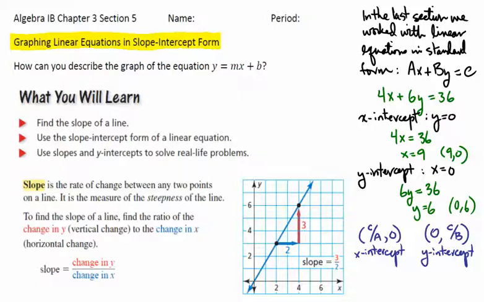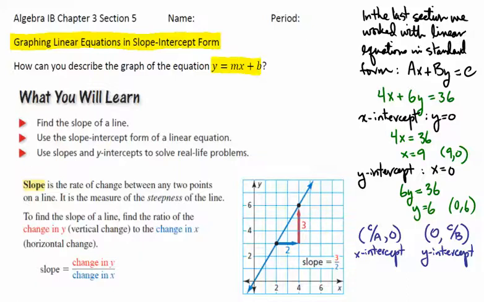Well, similarly, here we want to describe the graph of the equation y equals mx plus b. Well, y equals mx plus b is just another form of a linear equation. Any linear equation can either be written in standard form, ax plus by equals c, or it can be written in slope-intercept form, which is y is equal to mx plus b. And the question that we want to wrestle with in this section is, how can we describe the graph of the equation y equals mx plus b?